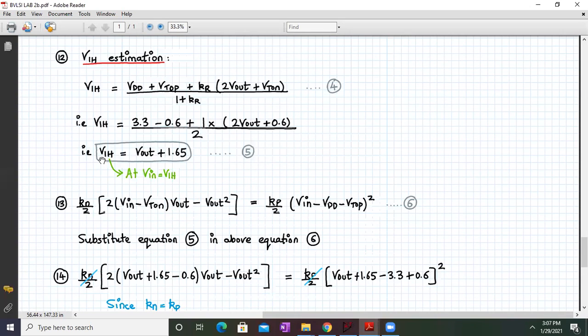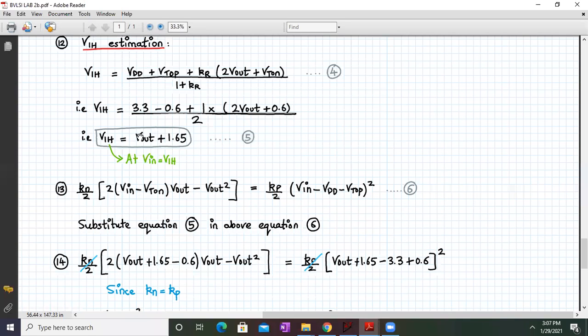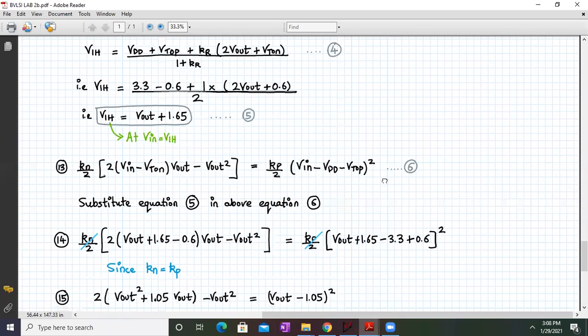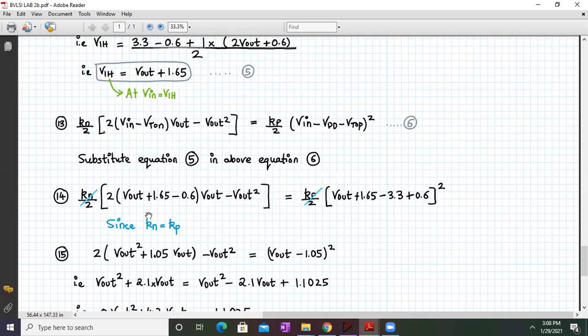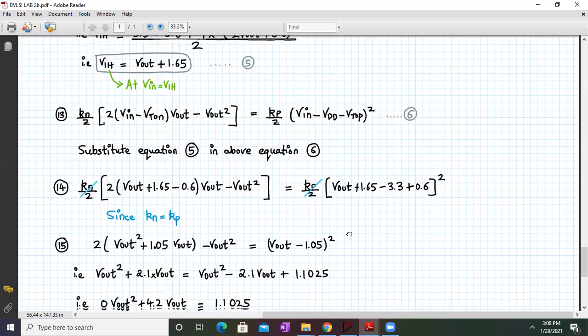So VIH is at V in equal to VIH. My VIH expression is V out plus 1.65. And then we have one more equation that we have to consider. We substitute the value of V in, which is equal to VIH, in the above expression. Over here we have substituted that. I've cancelled out Kn and Kp. In my case, it is cancelling. In your case, it will not cancel, so you have to consider that and do the calculations.